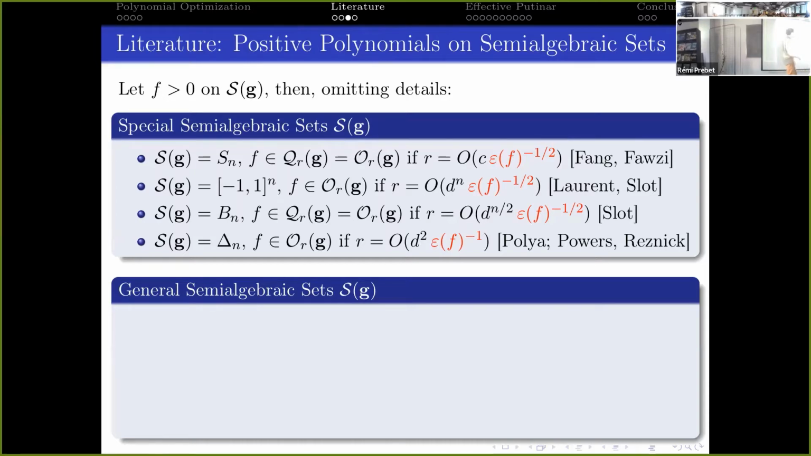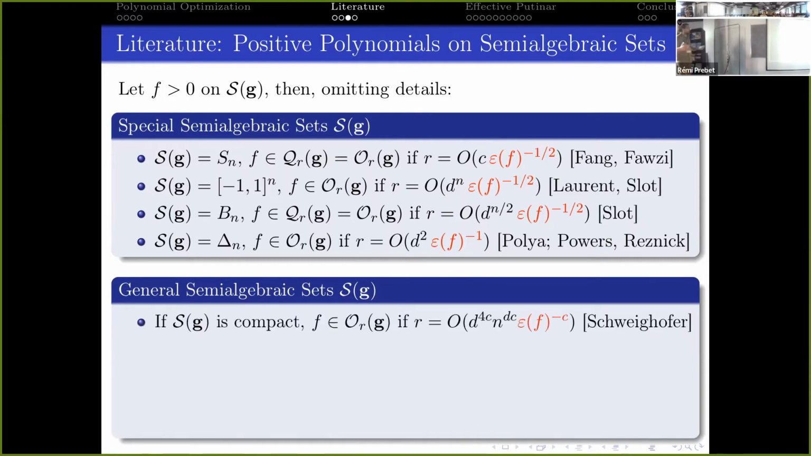This result seems better. But for our application, the fact that the dependence on d is this square makes these results more interesting than these other results, which are d to the power n over 2 in some sense. So not only epsilon of f is important, but other constants can be important also. And okay, now let's move to general symmetric sets.